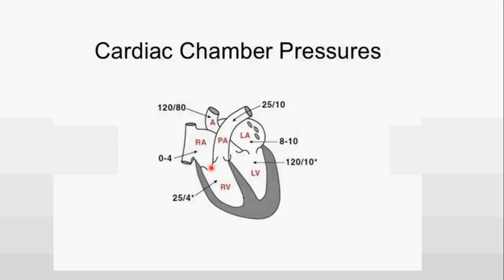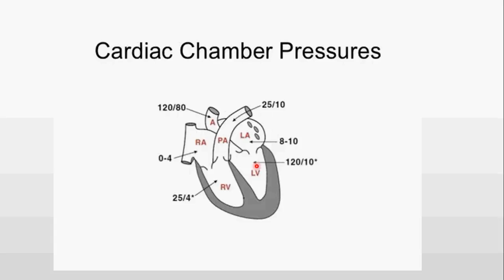Once the valves close, all four valves are closed now, and we go through what's called the isovolumic contraction time. During the isovolumic contraction time, the left ventricle and the right ventricle are going to start increasing in pressure. The right goes from 4 millimeters of mercury to 25 millimeters of mercury. Same thing with the left side: it's going to go from 10 millimeters of mercury to 120 millimeters of mercury, and sometimes a little bit higher, to open up these valves.